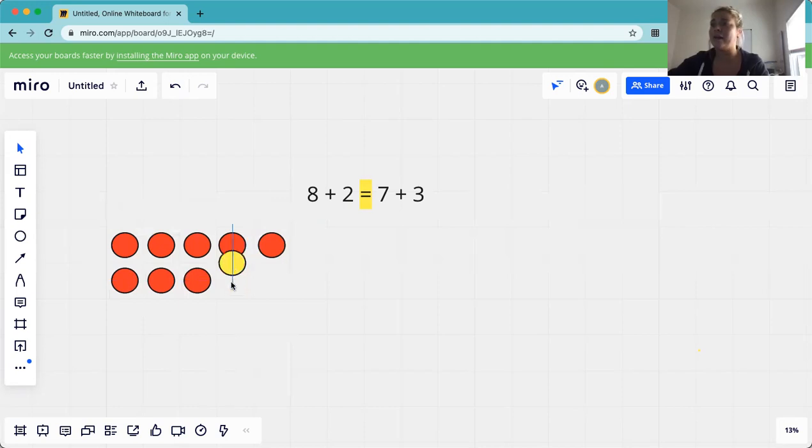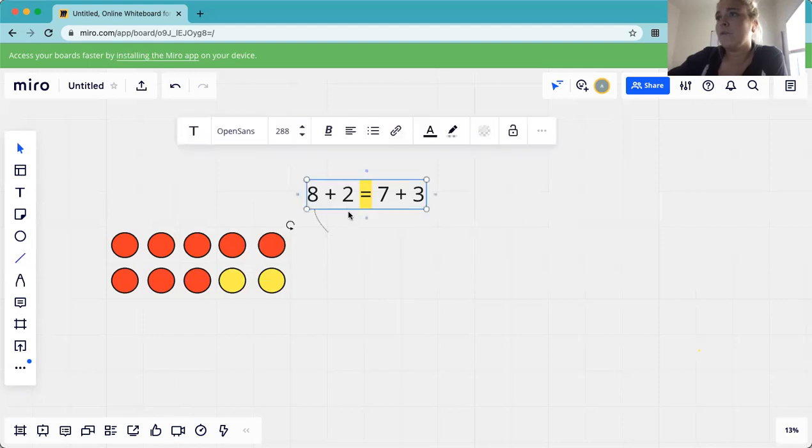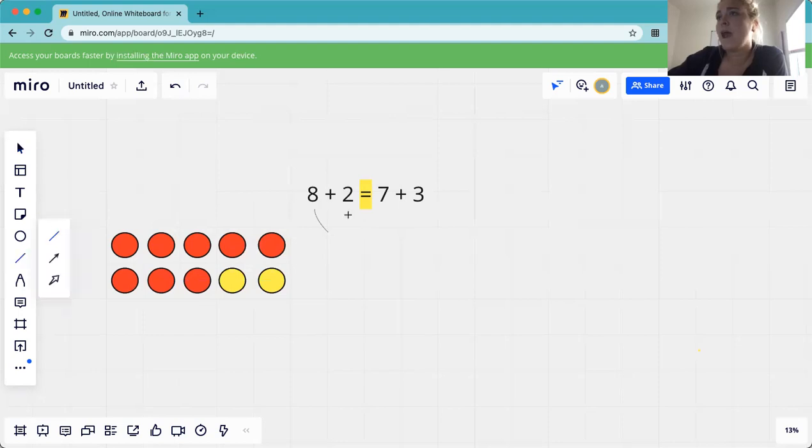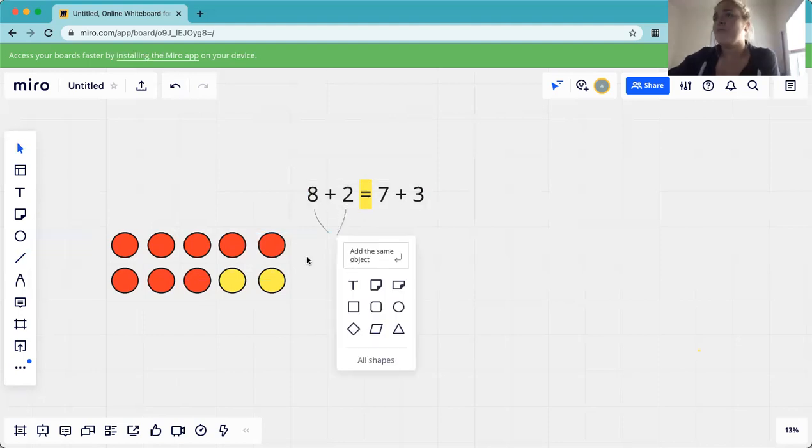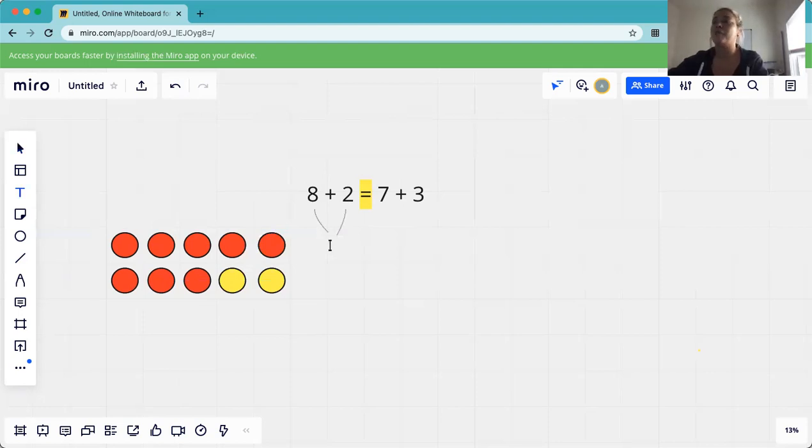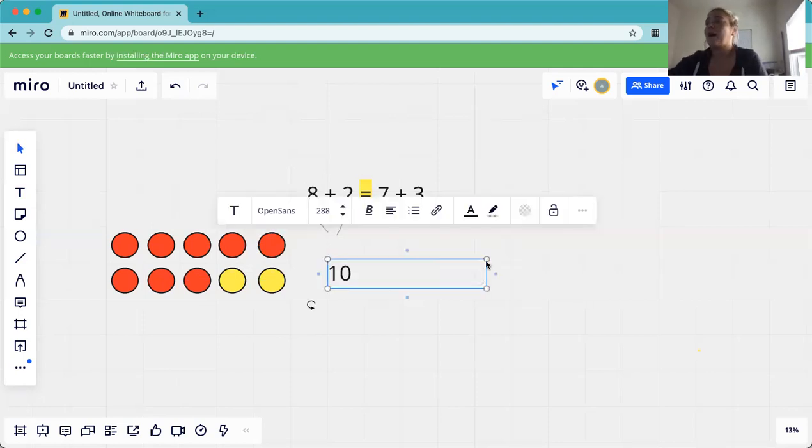So I had 8 there and then 2 yellow. So looking at this, what is 8 plus 2 equal to? Let's see. We have 8, 9, 10. I have a group of 10 here. So what I'm going to put is 8 and 2. That equals 10. I figured out that 8 and 2 equals my 10.